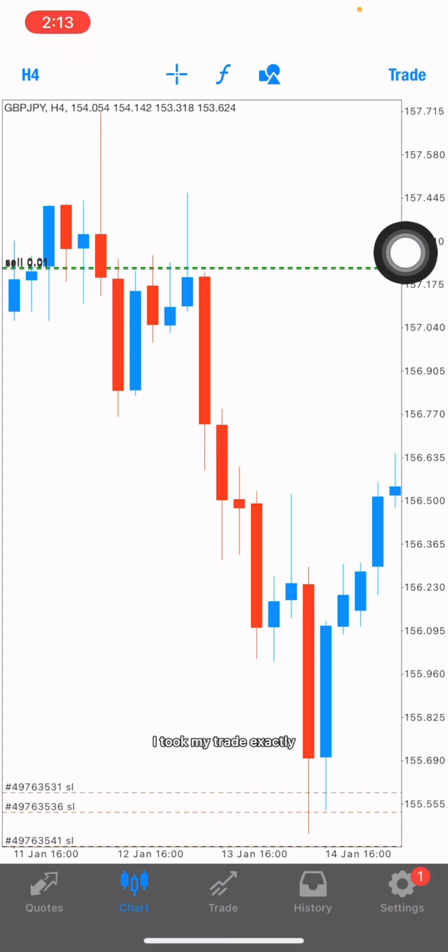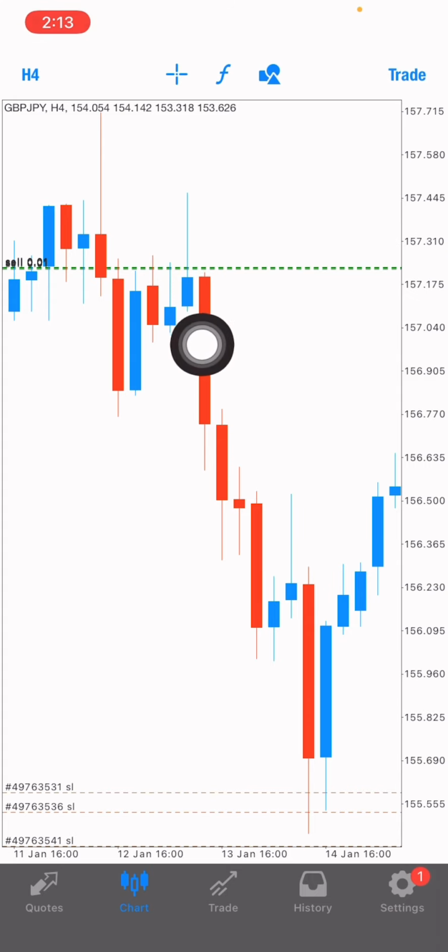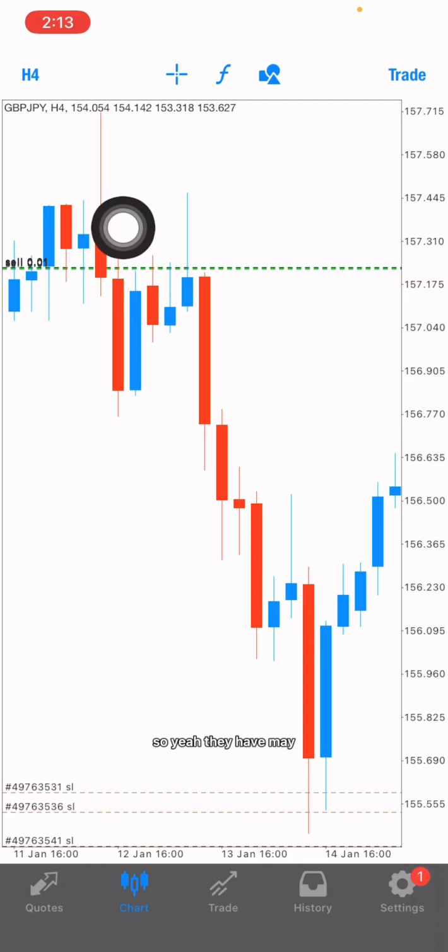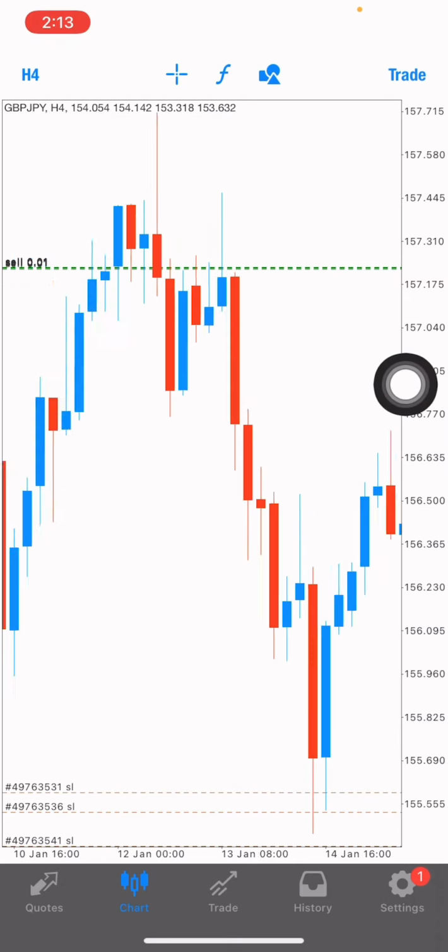And where I took my trade exactly, as you can see, I took the trade here. I took the trade on this candle. When I saw this candle going down, it formed what we call a hammer, and a hammer just represents a reversal in the market. So we had the hammer here, then I had to take the trade.